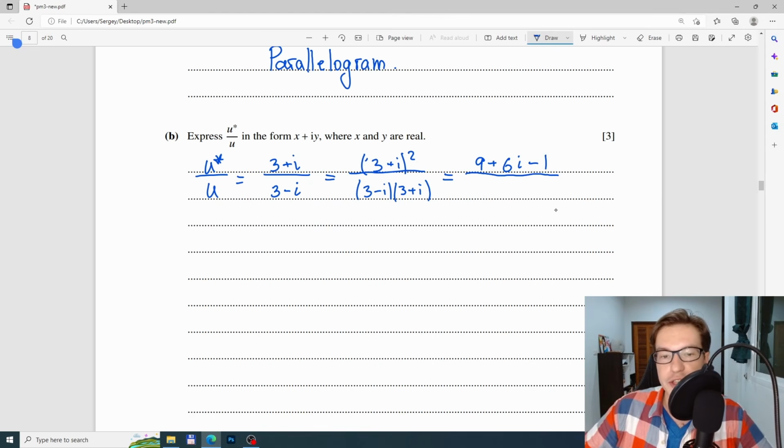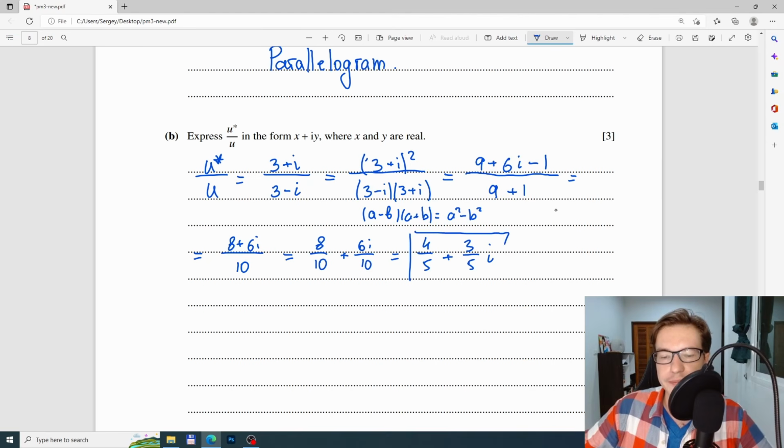Let's expand those brackets, and I'm using the formula (a minus b) times (a plus b) equals a squared minus b squared. So I will get 9 minus i squared, so that gives me plus 1. So all in all, I've got 8 plus 6i over 10. Let's split it into two parts and simplify both of them. So 4 over 5 plus 3 over 5 i.